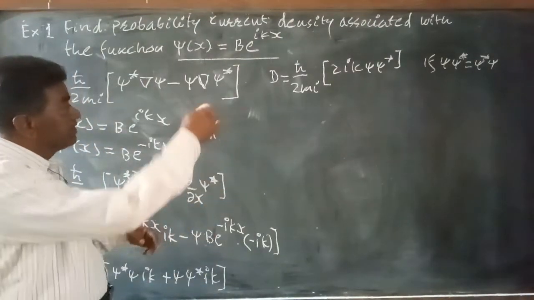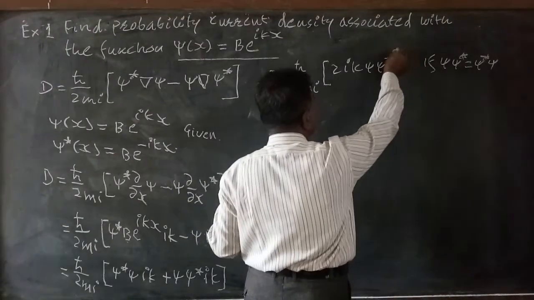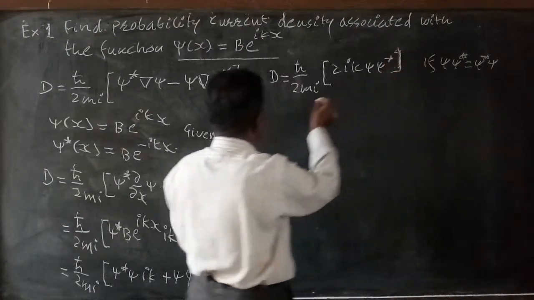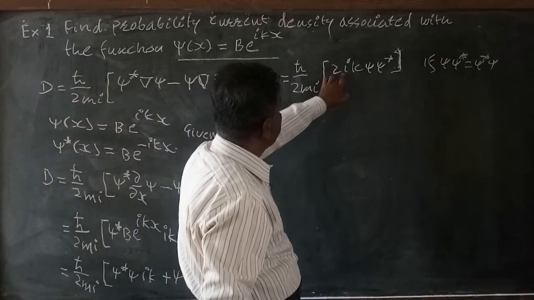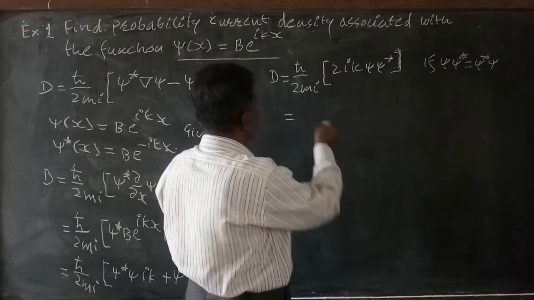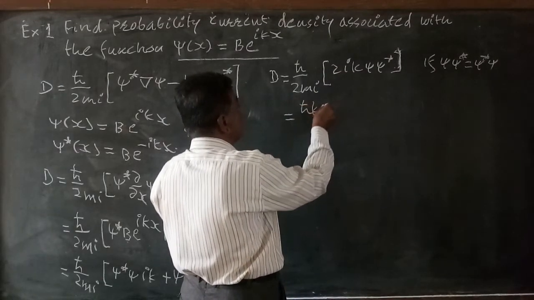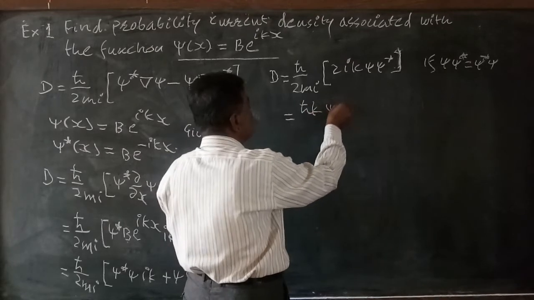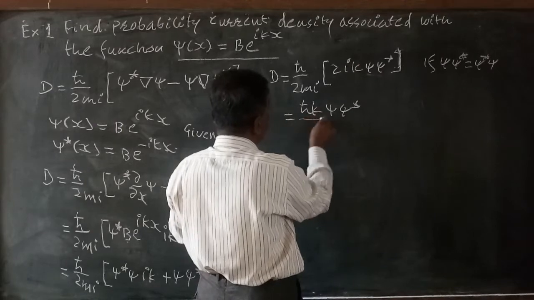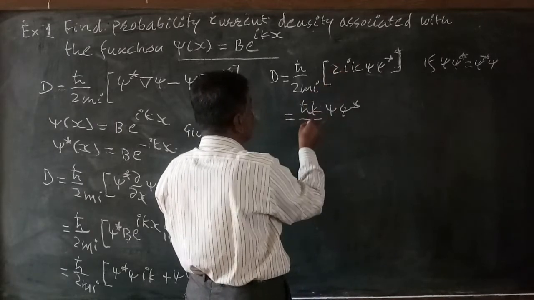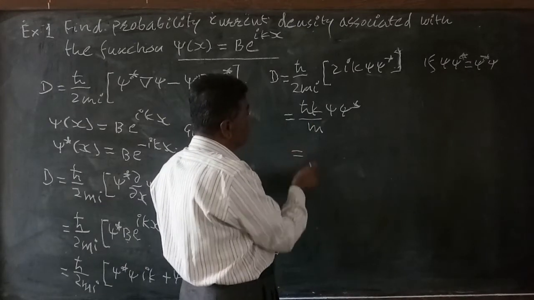If this is possible, then we can write this equation. Now this will be equal to, these two get cancelled, i also cancels, so what remains is ħk here, ħk ψ ψ star divided by 2i, the i cancels here, remains 1. Now the value of ħk we have to find out.